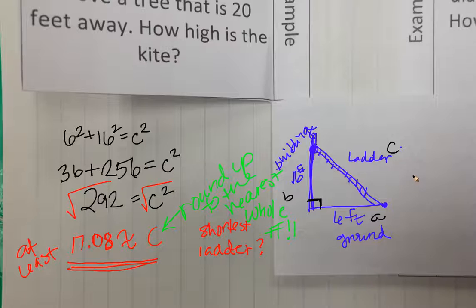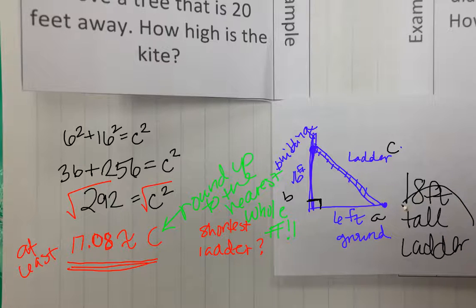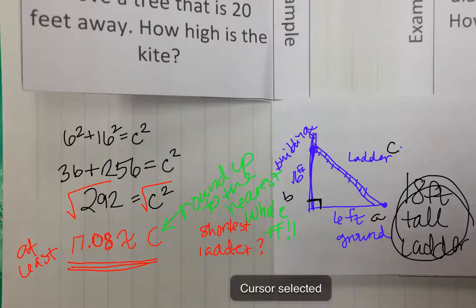So our answer is going to be 18-foot tall ladder. Okay, very important. If you, on the test, if you say 17.08, you're going to be wrong. You'll get a point for good work, but you're not going to get the full points. So please be careful. Okay, let's take a look at the next one.